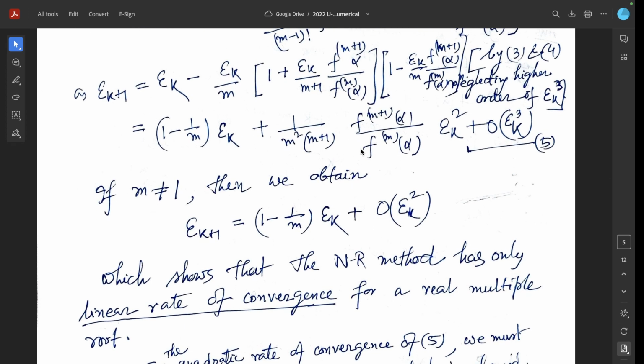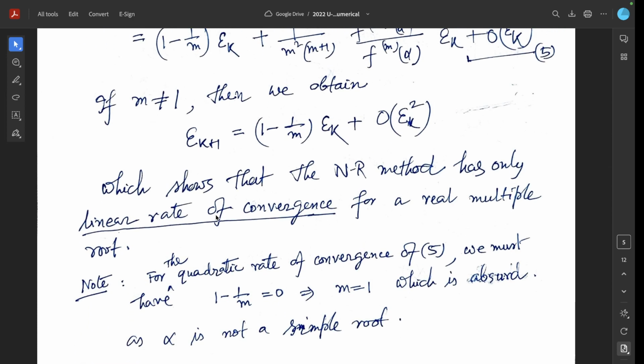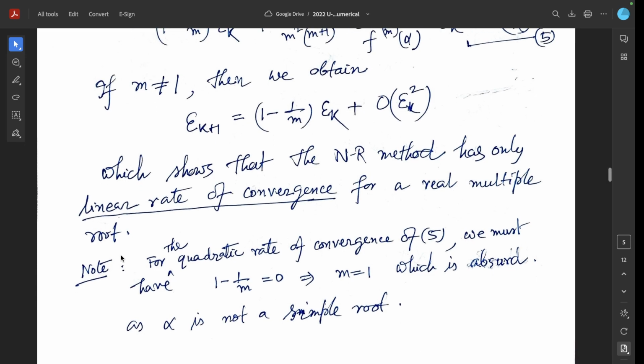So epsilon k plus 1 equal to this, equation 5. If m is not equal to 1, where m is the multiplicity of the root alpha, then we get epsilon k plus 1 equal to (1 minus 1 by m) epsilon k plus order of epsilon k to the power 2, which shows that the Newton-Raphson method has only a linear rate of convergence for a real multiple root alpha of f(x) equal to 0.